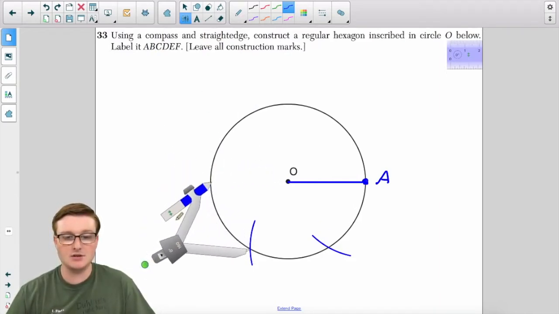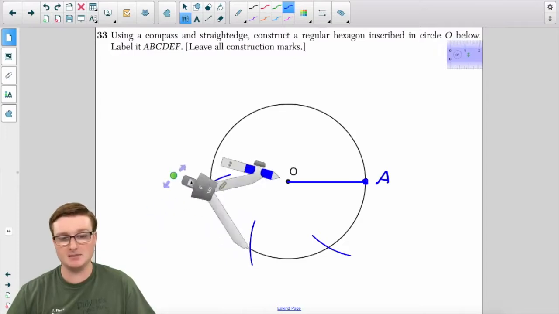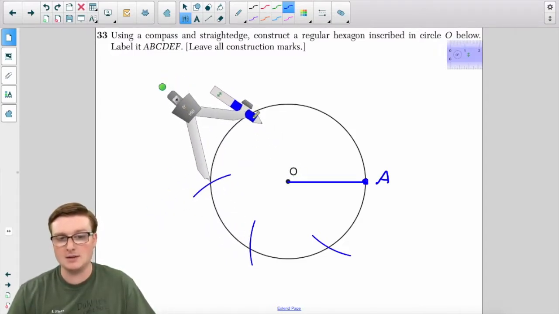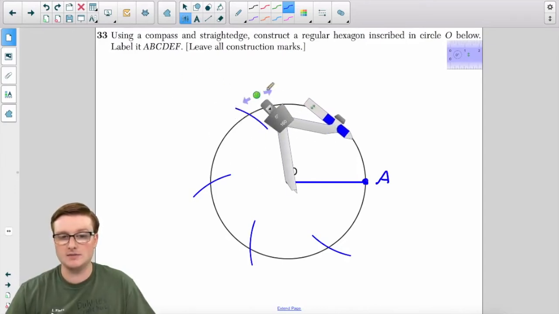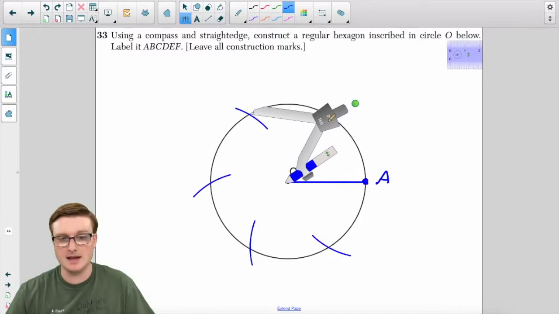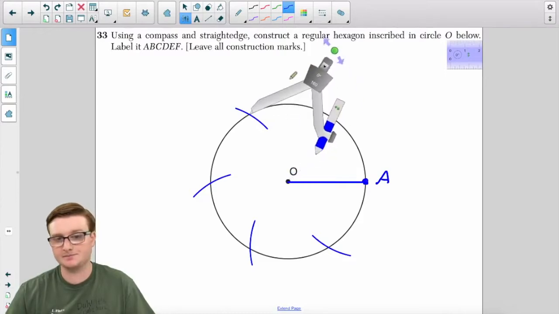Now, in theory, you should end up back at point A, but sometimes that doesn't happen. Sometimes you are a little bit off, but that's okay if you are only a tad off from point A. It really doesn't make that much of a difference.